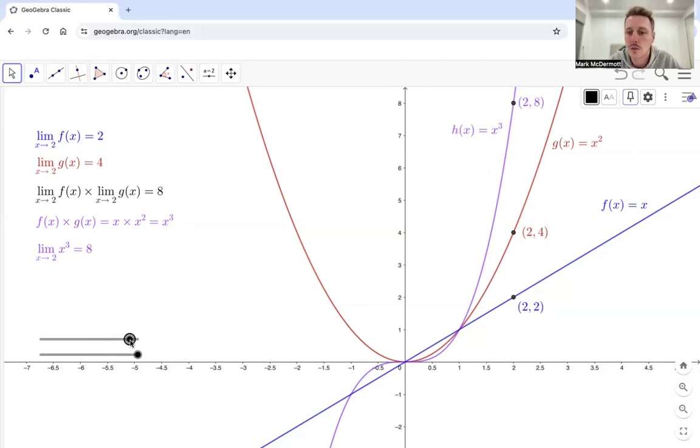So obviously this isn't a proof, but it's just sort of a visual demonstration of this fact. So if we take the limit as x approaches a of f of x and multiply by the limit as x approaches a of g of x, that's equal to the limit as x approaches a of f of x multiplied by g of x. And hopefully that's a nice, simple visual demonstration of that mathematical fact.